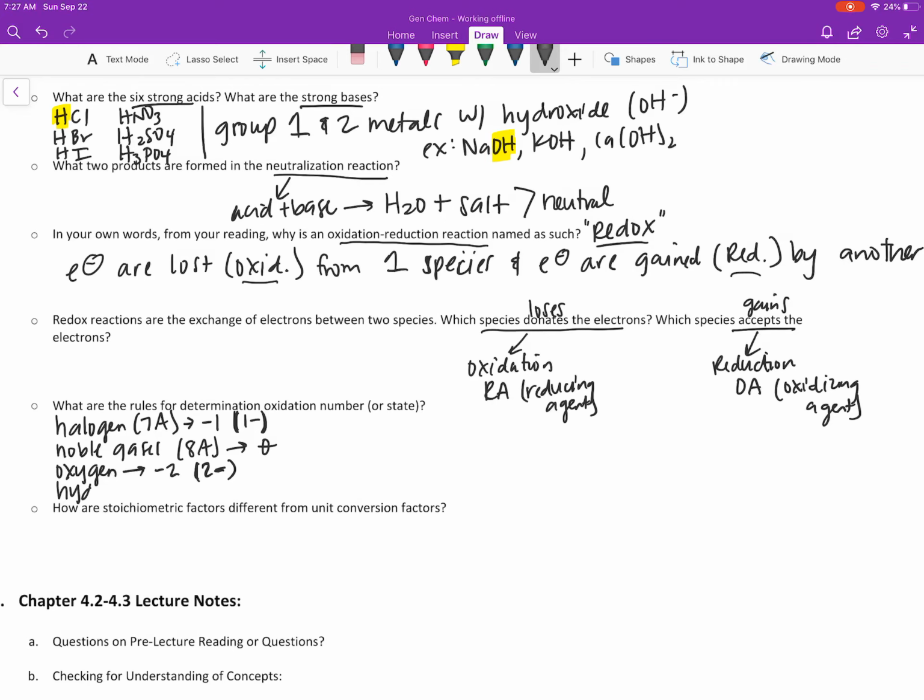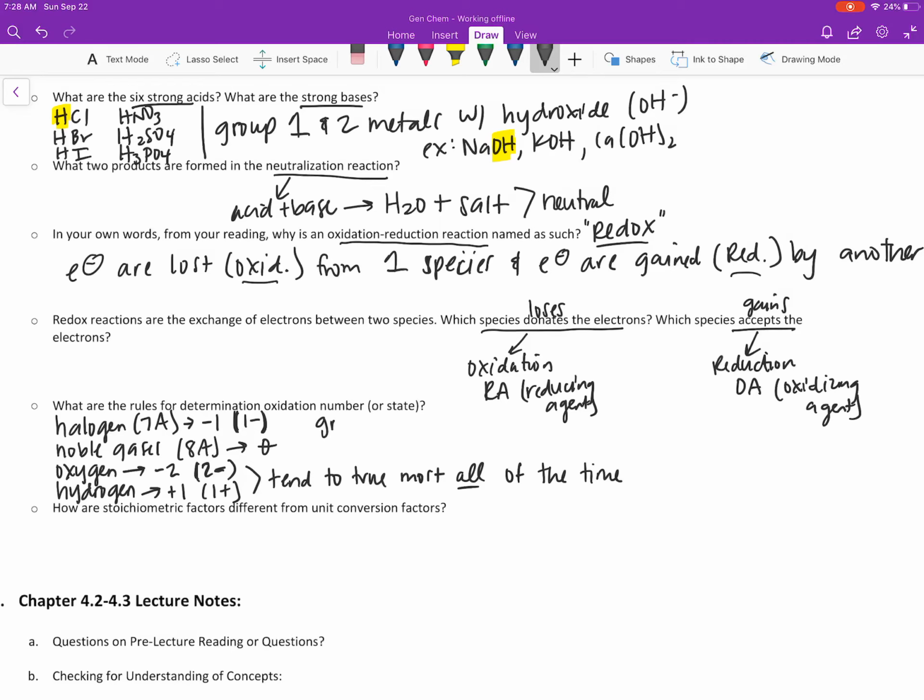And then we have hydrogen, which tends to be a +1 or 1 plus charge. These two right here at the bottom tend to be true most all of the time. But not always, but mostly. Okay, so they tend to be true most all of the time.